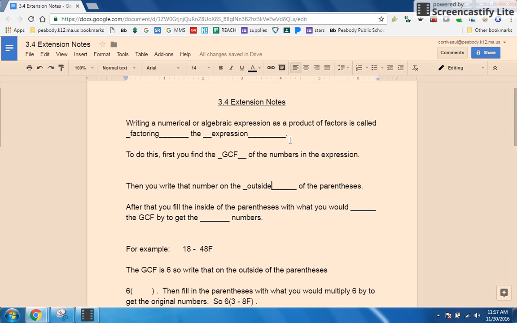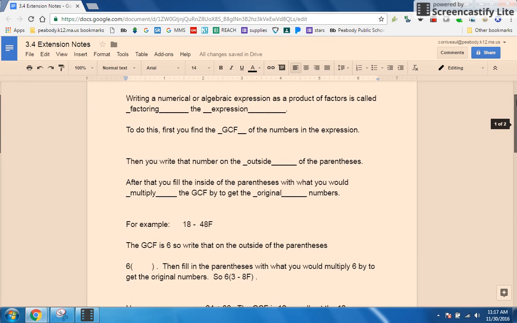So whatever you found to be the GCF of the two numbers is going to be written on the outside of the parentheses. After that, you fill the inside of the parentheses with what you would multiply the GCF by to get the original numbers. So it seems a little bit harder than it is, but we're going to do an example here.